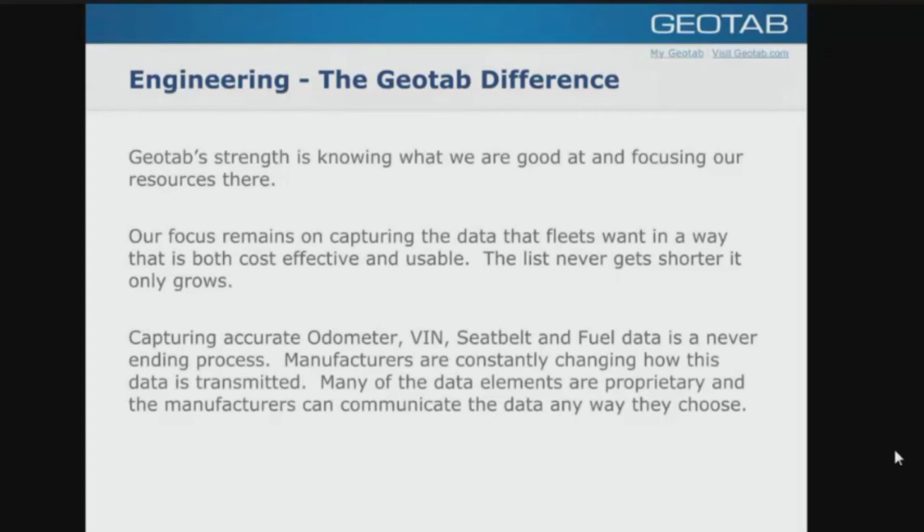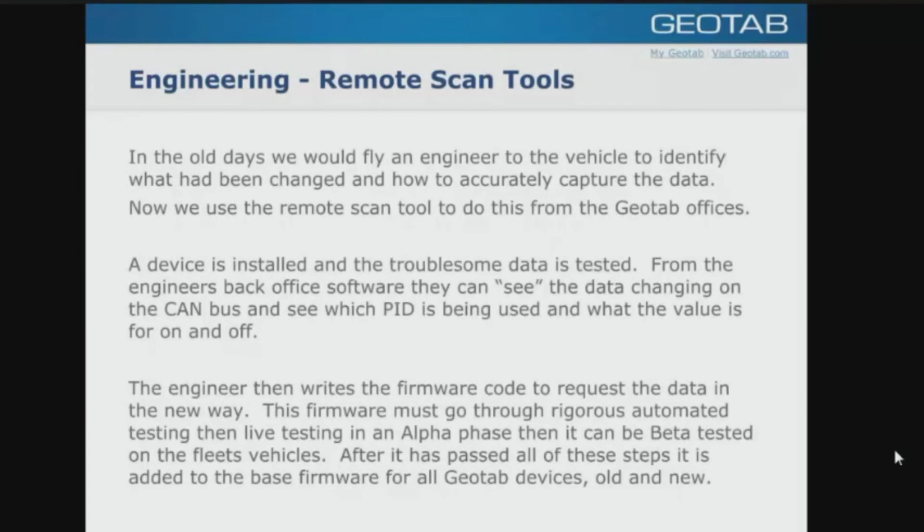It's a never-ending process. To complicate that matter, manufacturers are constantly changing how this data is transmitted. They buy a new part, they play hide the seatbelt, thank you Ford. There's a lot of different things that go on there. Geotab strives to give you all of the data elements. If we find one that is not there, or it's proprietary to a particular manufacturer, then we have to decode that data. We have a means of doing that.